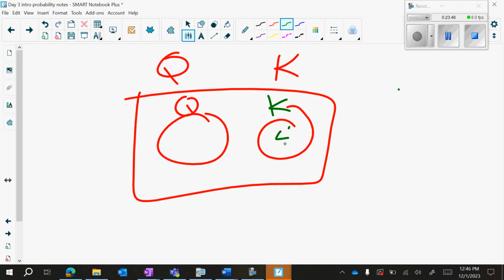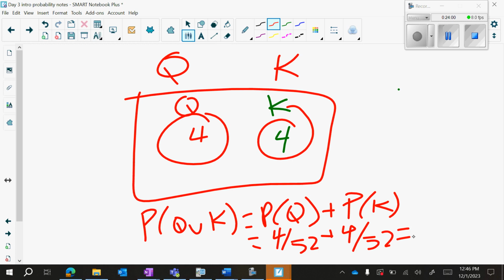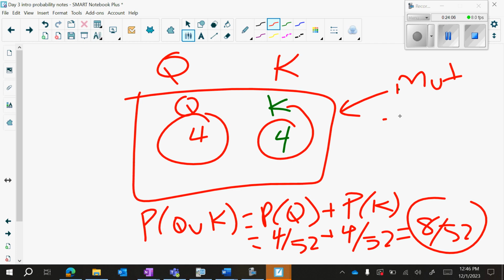There are 4 kings in the deck. There are 4 queens in the deck. Thus, the probability of getting a queen or a king is equal to the probability of queen plus the probability of king. You're allowed to just add: 4 out of 52 plus 4 out of 52 equals 8 out of 52. And you're done. So these events are called mutually exclusive if they do not overlap.